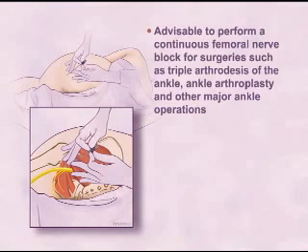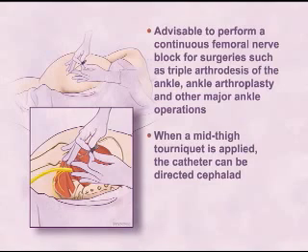It is advisable to perform a continuous femoral nerve block for surgery such as triple arthrodesis of the ankle, ankle arthroplasty, and other major ankle operations. When a mid-thigh tourniquet is applied, the catheter can be directed cephalad. If a mid-thigh tourniquet is not being used but a lower calf tourniquet, a continuous popliteal approach to the sciatic nerve is probably a better choice.